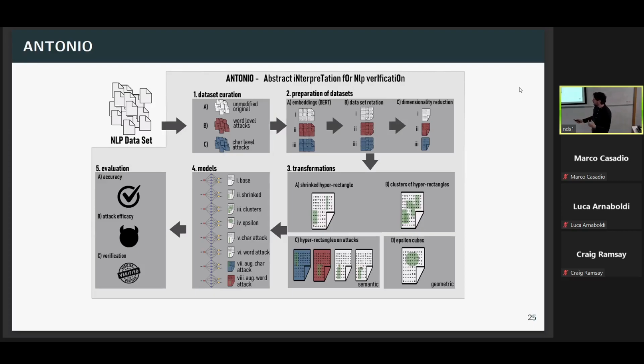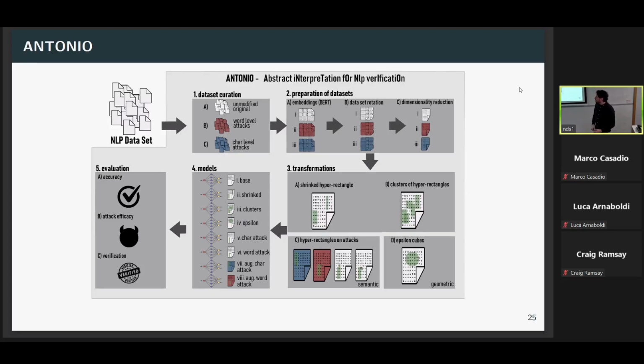And lastly, verification. This is probably the most important metric for us. And it is asking, verify: if I give you this network, if I give you these inputs, and if I give you these hyperrectangles, is everything contained in these hyperrectangles going to be classified correctly by our method or not?